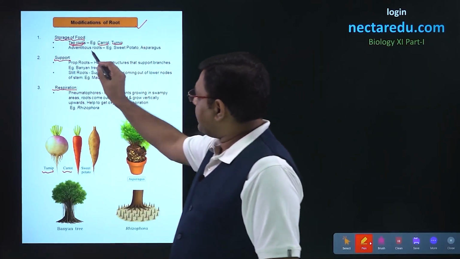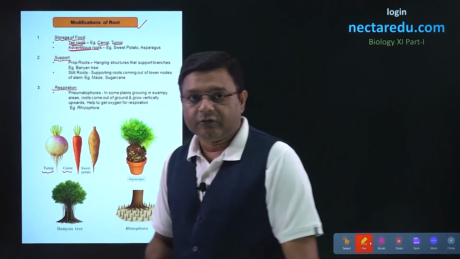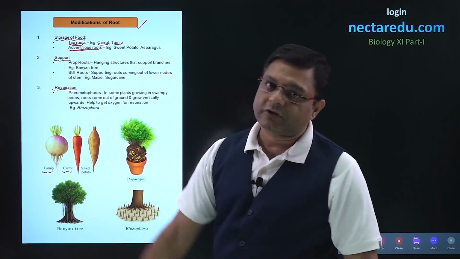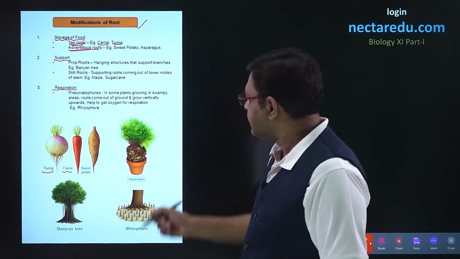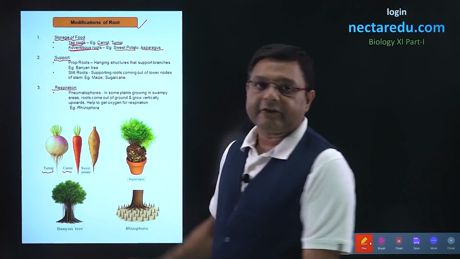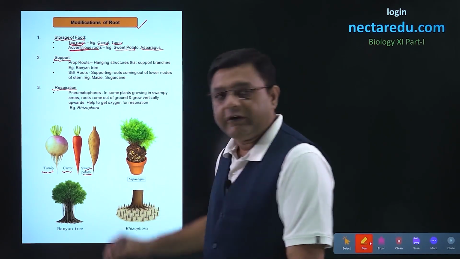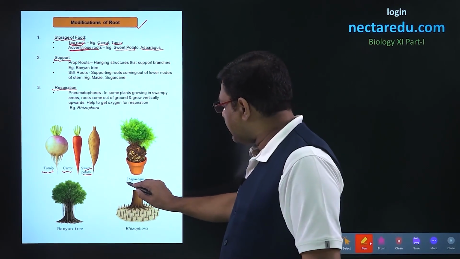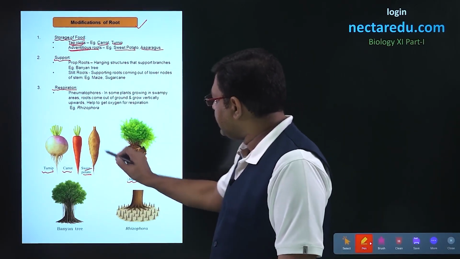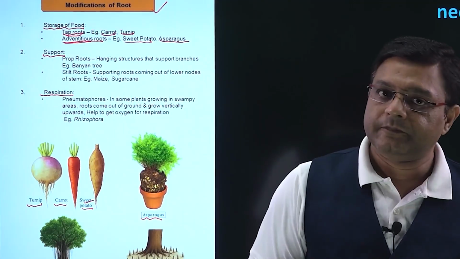The second example of storage of food, we see in the adventitious roots. So adventitious roots will perform the function of storage. Two examples are sweet potato and asparagus. In this particular diagram, we can see the sweet potato, and this diagram is the asparagus. In all these, the function is storage of food.